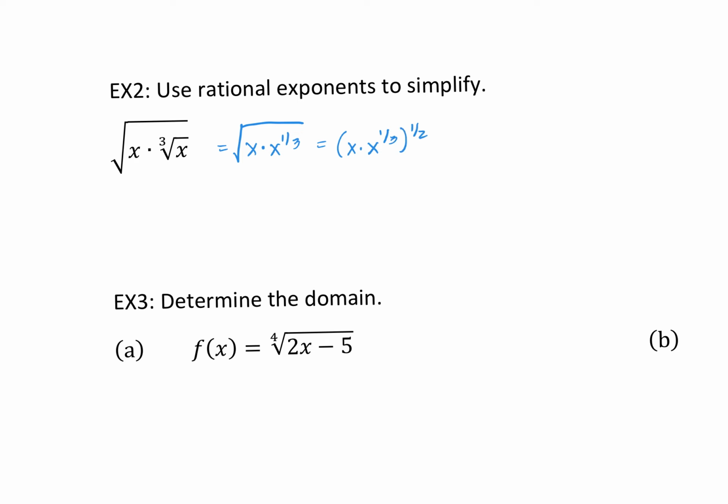So at this point, you could get rid of the parentheses, or notice inside the parentheses, you have x to the 1 times x to the 1/3. So if you add those exponents, you would get x to the 4/3. And then multiplying by the 1/2 exponent on the outside, you get 4/6, which reduces to 2/3. So x to the 2/3. So again, just expanding on some properties that we didn't spend very much time with in previous sections.